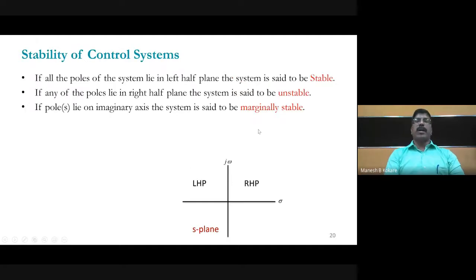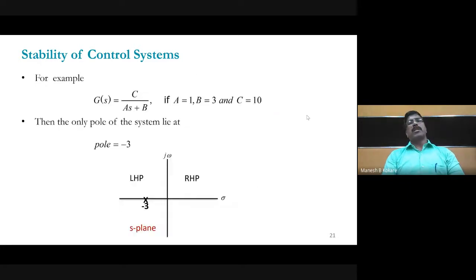So stability of a control system, right? If all the poles of the system lie in the left half plane, the system is said to be stable. So the location of the pole, if it is on the left side, is a stable system. If any one pole goes to the right side, the system is unstable. And if poles are lying on the imaginary axis, the system is marginally stable. I hope that you have understood the concept of stable, unstable, and marginally stable.